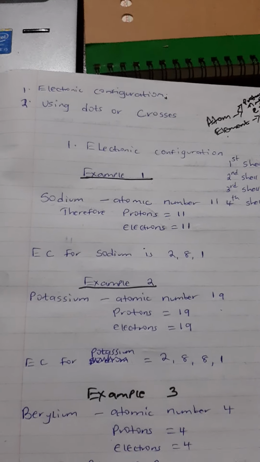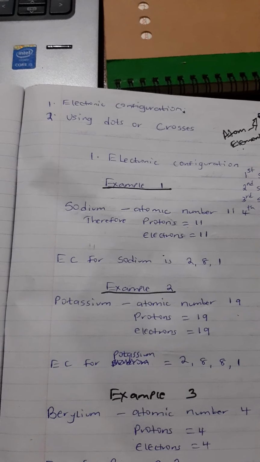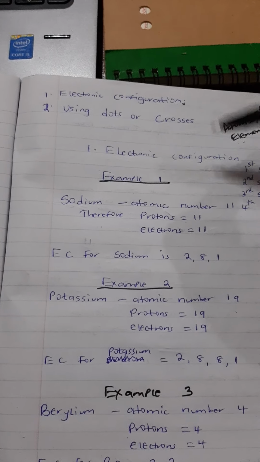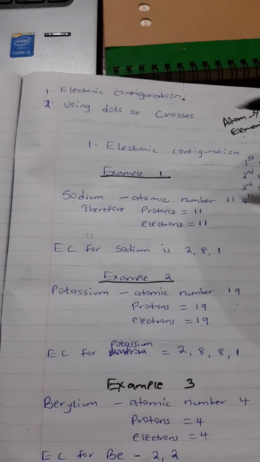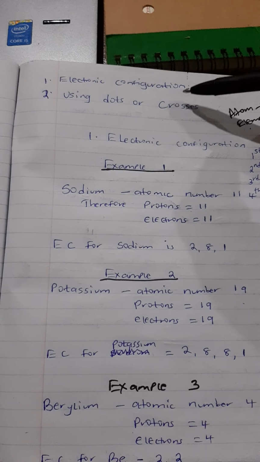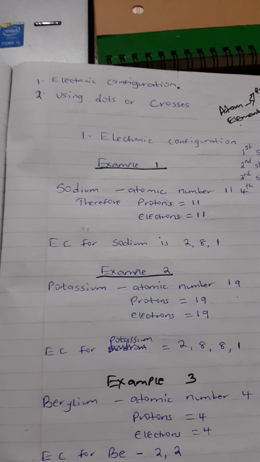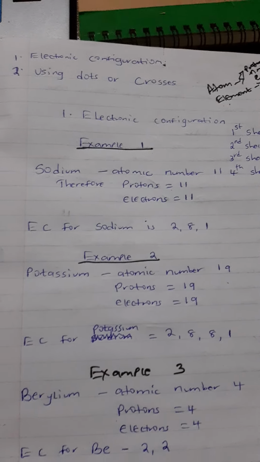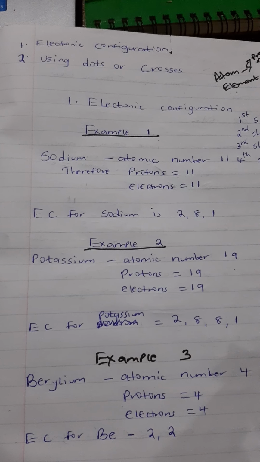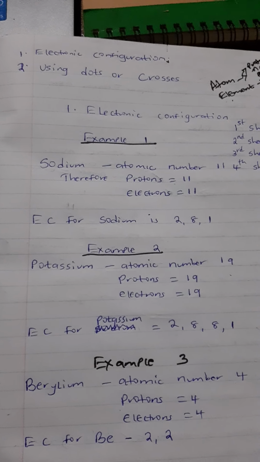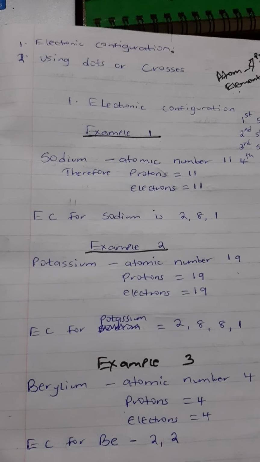So let's move on. Ways in which we can represent the atomic structure of an atom. One is electronic configuration and the second one is using dots or crosses. So let's do number one. Electronic configuration simply means how electrons are distributed in the shells.